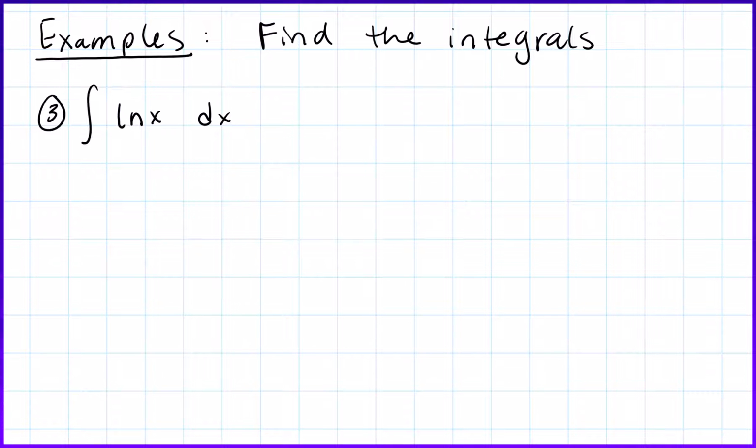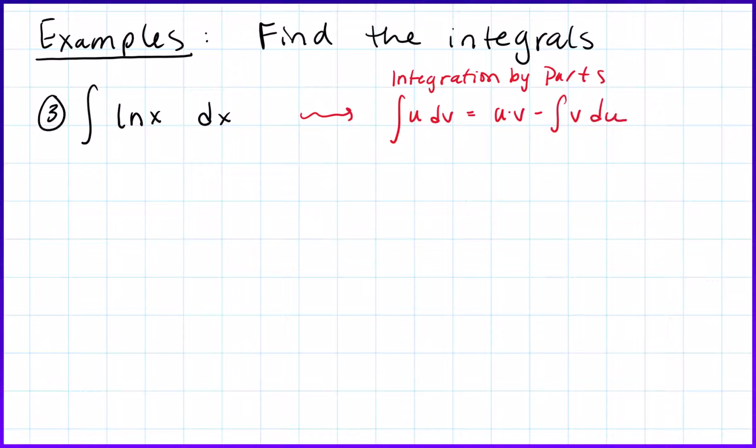Let's take a look at a few more integrals using integration by parts. So if we want to take the integral of the natural log of x dx, we're going to use our integration by parts formula. Just as a reminder, our formula says the integral of u dv is equal to u times v minus the integral of v du.